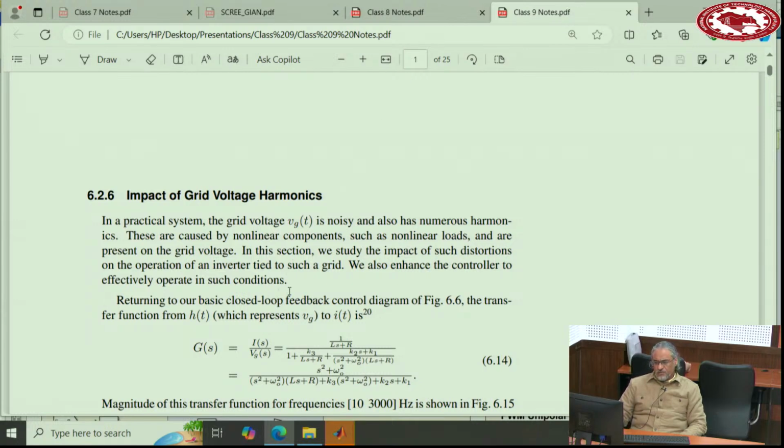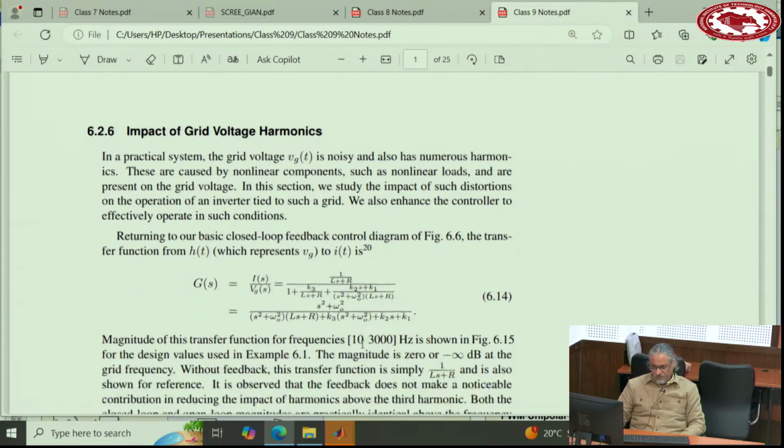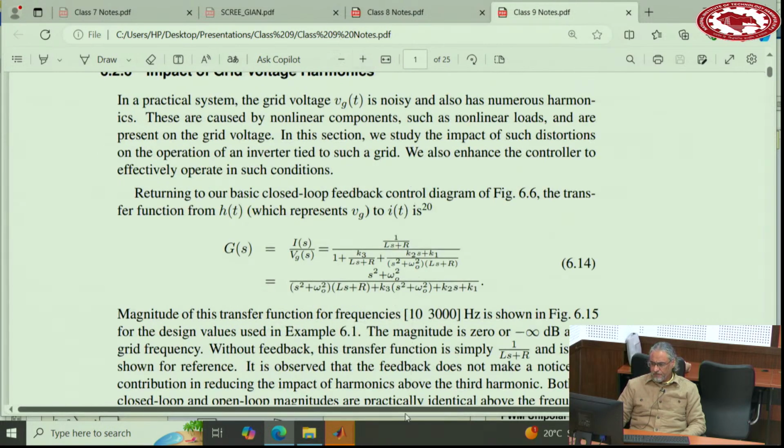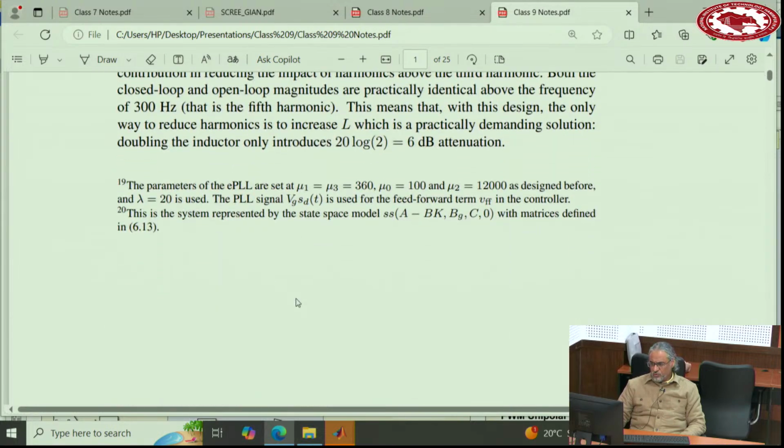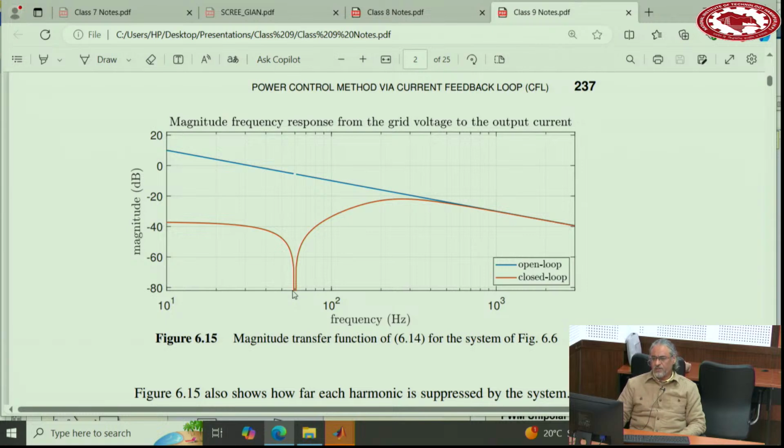If you look at the transfer function from the grid voltage to the current, and you know the feedback loop structure that we had, and you calculate that transfer function, it becomes like this. Now if you show the magnitude of that transfer function with respect to frequency, that's this one without controller, and this is with the controller that we just placed. So this axis is frequency, this is 60 hertz, this is 100, this is 200, 300, and this is 1000.